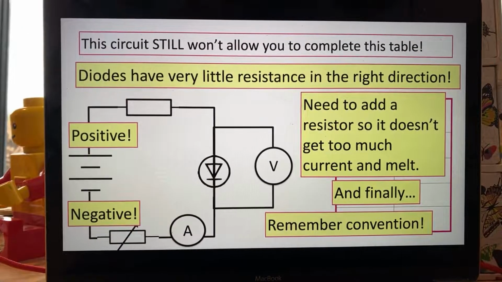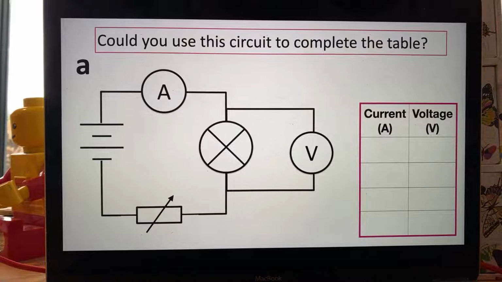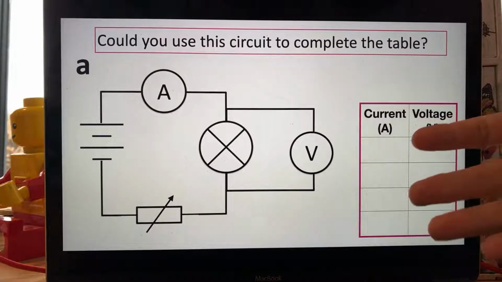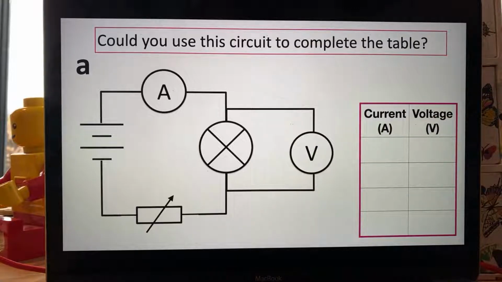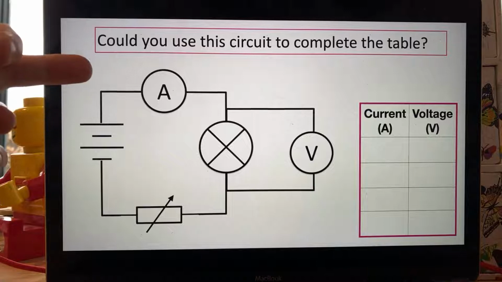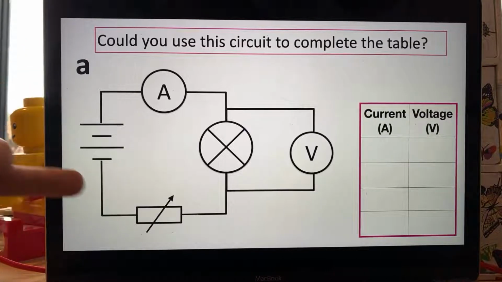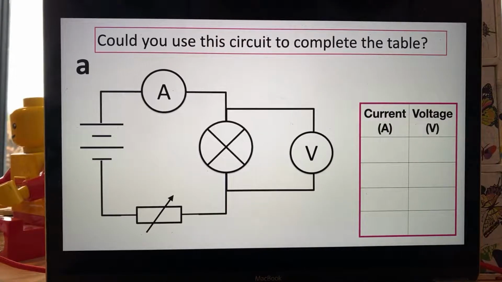Fine. Right. Quiz time! Here is a circuit on the board. Are you going to be able to use this circuit to complete this table? So you need lots of different voltages and currents so that you can plot those in a graph and get the results that we got last week, right? So you've got a battery with the positive facing upwards, you've got an ammeter in series, you've got a bulb in series, you've got a variable resistor in series, and you've got a voltmeter measuring the voltage across the bulb. Is that okay? 3, 2, 1.